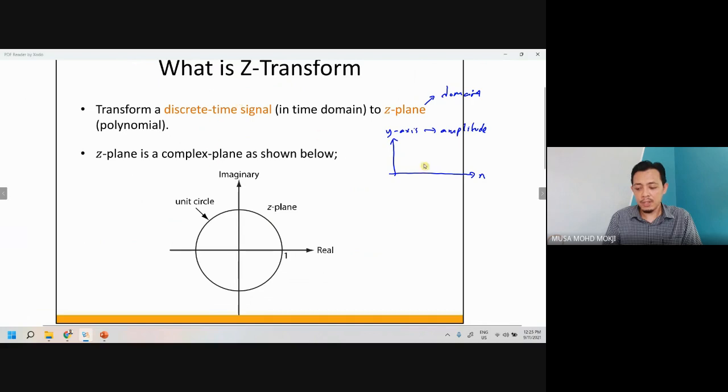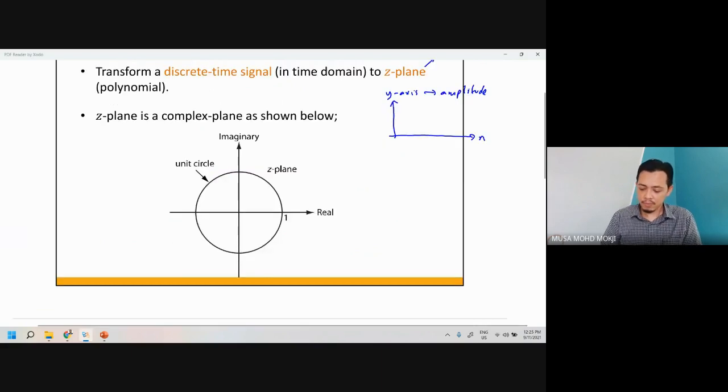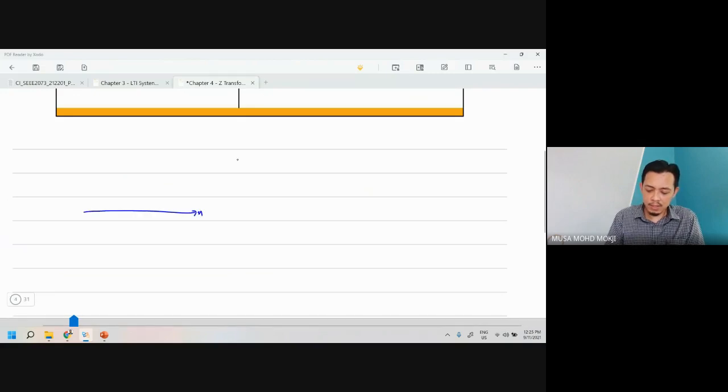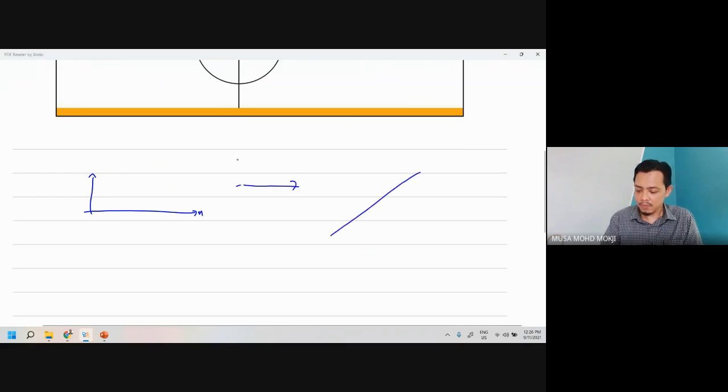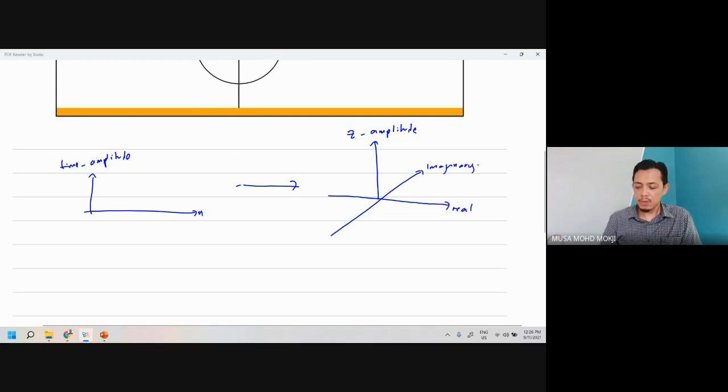Now when we convert this time domain into the Z domain, this single axis becomes two, because this is what we call a complex plane. So this is n, and we are going to transform it. This is the time amplitude and this is the Z amplitude. Now we have two horizontal axes: one is real, another one is imaginary. So you are transforming this real value into a complex value.